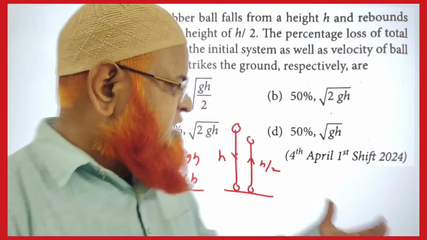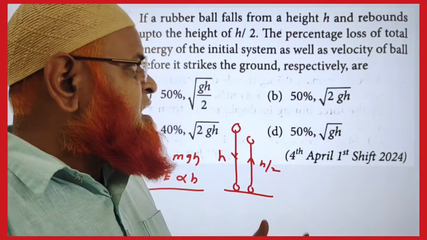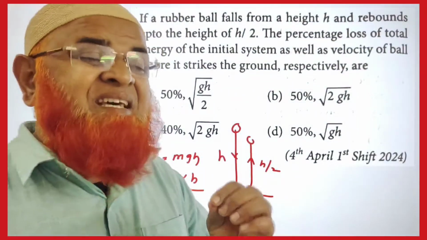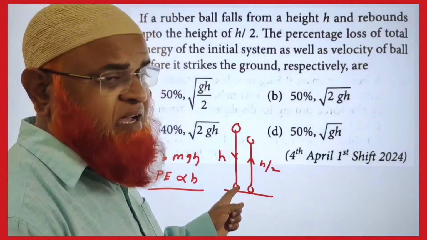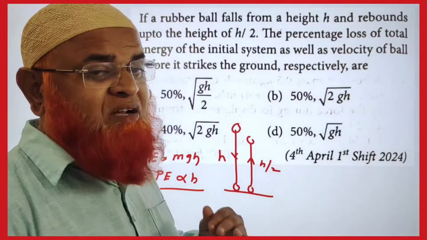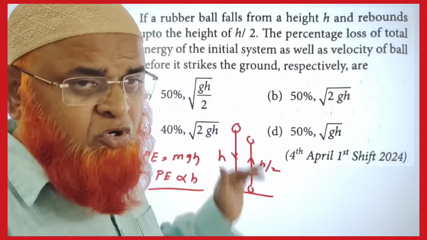My dear students, it's the latest previous year question asked in 2024. It's a work-energy question. He's asking us to find the loss in energy when a ball falls from a height h and rebounds to a height of h by 2. That means only 50% of the height is reached.